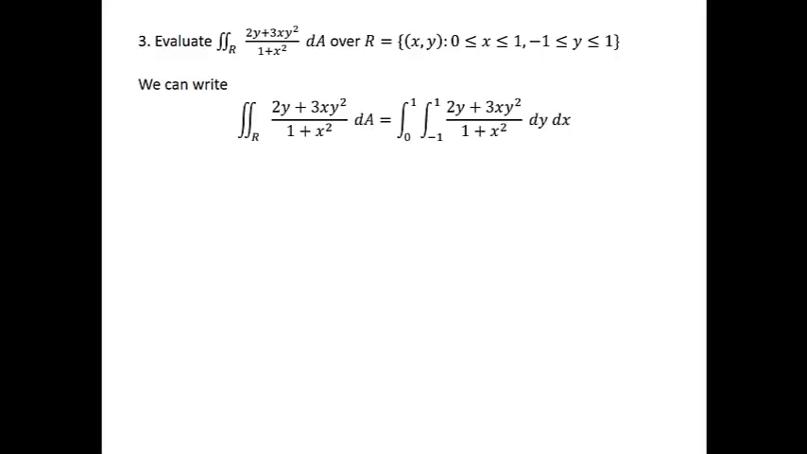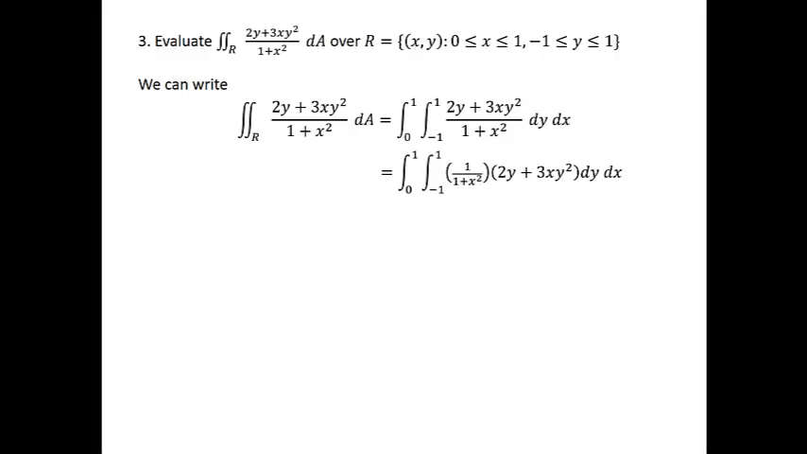Here we have the double integral over R of 2y plus 3xy squared, all divided by 1 plus x squared. Think for a minute which variable you want to integrate with respect to first. Well, if we choose to first integrate with respect to y, then that denominator of 1 plus x squared is just a constant. So we can even pull it off to the side and know that it's just going to tag along.